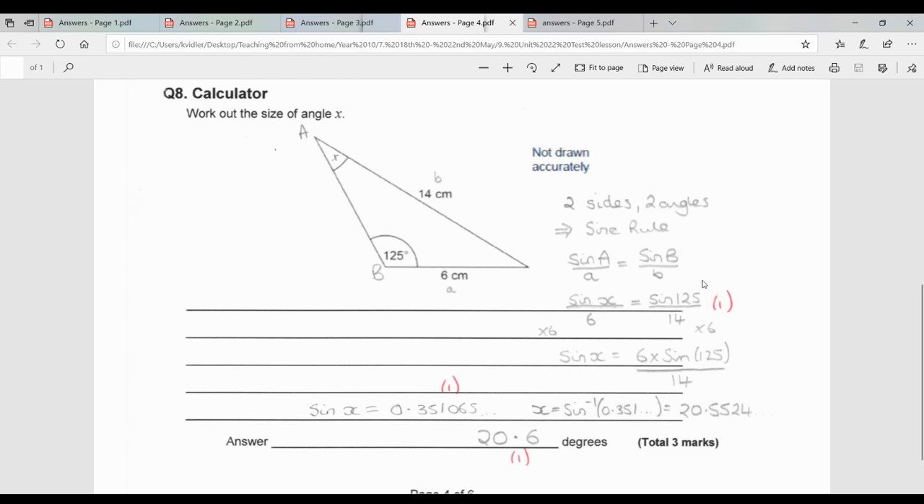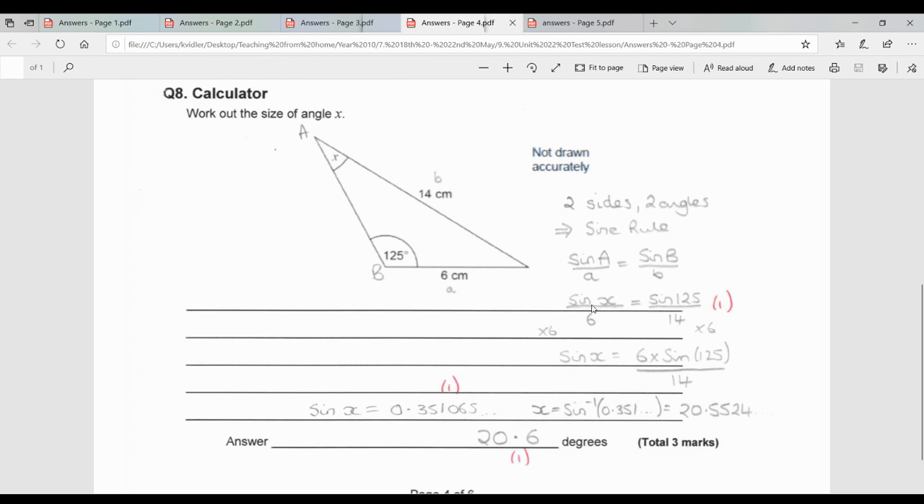And again, you could have the C part on the end if you wanted. Once you've filled in the formula correctly, so sine x over 6 equals sine of 125 over 14, we've got a mark. You would get that if you've got it upside down as well, so you haven't used the angle one, but you've used the length one. As long as you've correctly filled it in, you would get a mark, and you can also have it if you've got the left-hand side and right-hand side switched around as well.